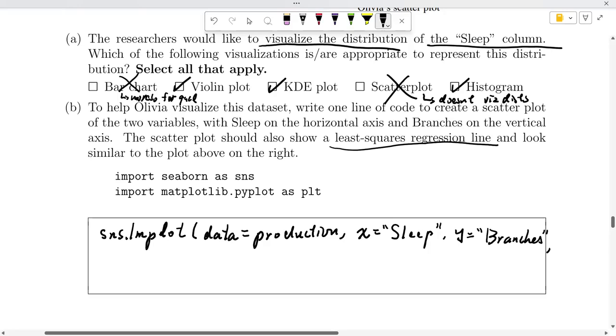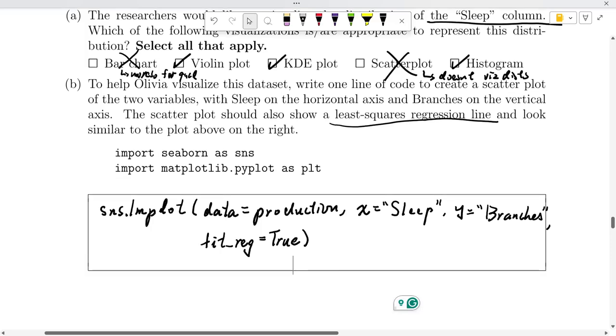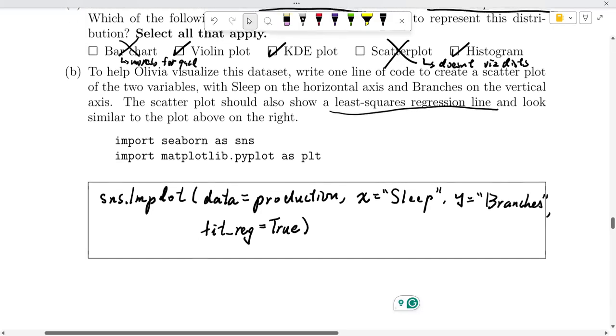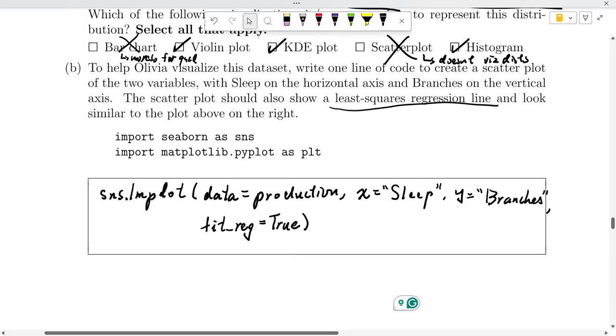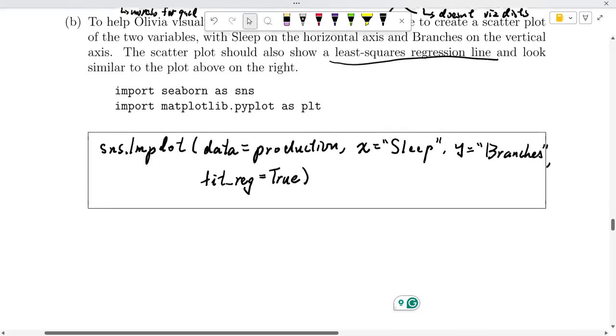Okay, and particularly, you also want to put in the variable fitReg is equal to true to get the desired plot. Okay, there's also a PLT version of the solution that's not written within the solution file, but that uses slightly more advanced syntax, so we'll not be talking about it. It's slightly out of scope.